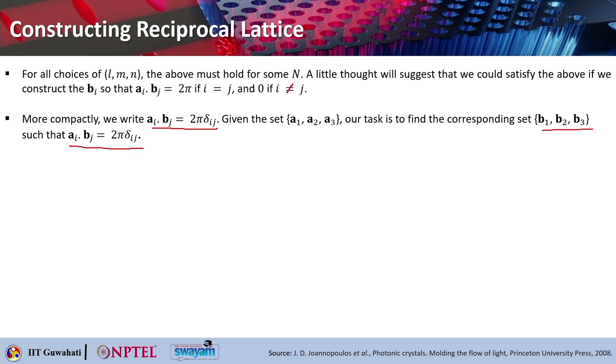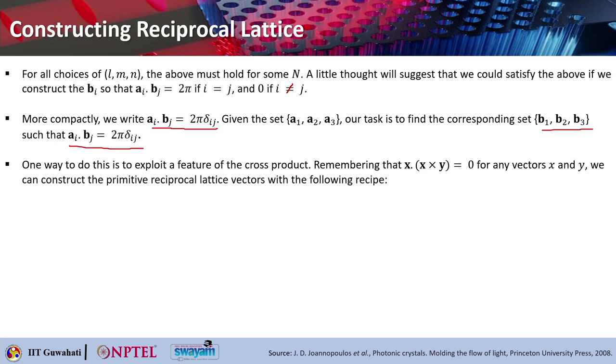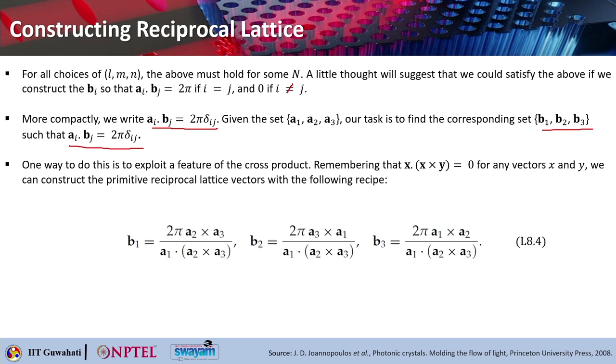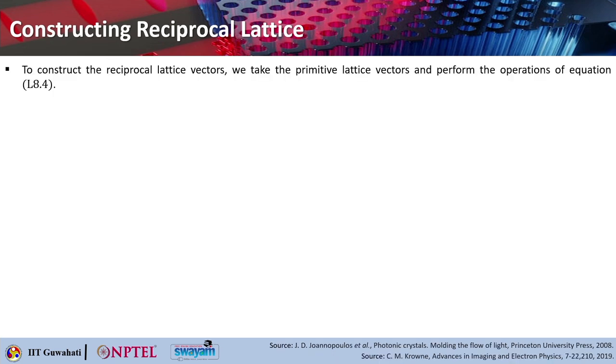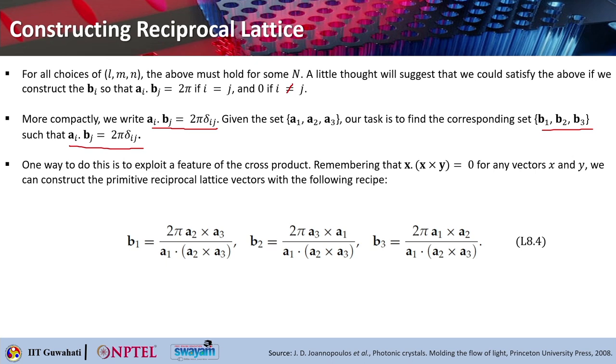So, given the set of three vectors a1, a2, a3, our task is to find the corresponding set b1, b2, b3 such that ai dot bj equals 2 pi delta ij. One way to do this is to exploit the feature of the cross product. If you remember, x dot x cross y was 0 for any vectors x and y. So, you can construct the primitive lattice vectors using the following recipe. You can take b1 as 2 pi a2 cross a3 divided by a1 dot a2 cross a3. b2 and b3 can be obtained using similar formulas. So, from a1, a2, a3, you can find out b1, b2 and b3.